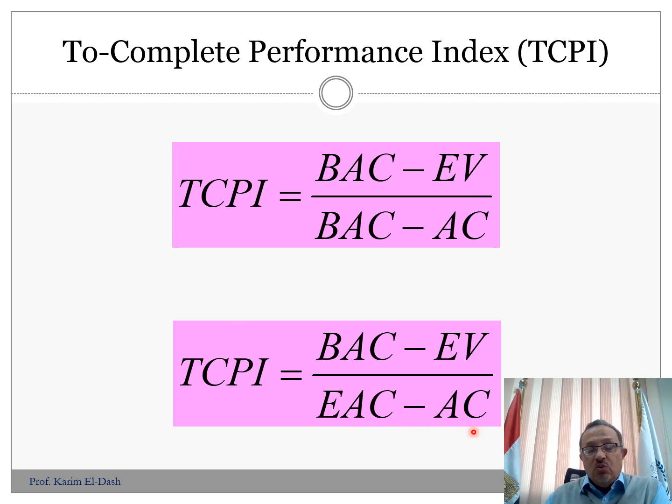So in case of an increase over the budget, we have a larger amount. The estimate at completion minus the actual cost will be higher than the budget minus the actual cost. Since the estimate at completion is higher than the budget, the to complete performance index in this case will be lower than the to complete performance index in the first scenario.